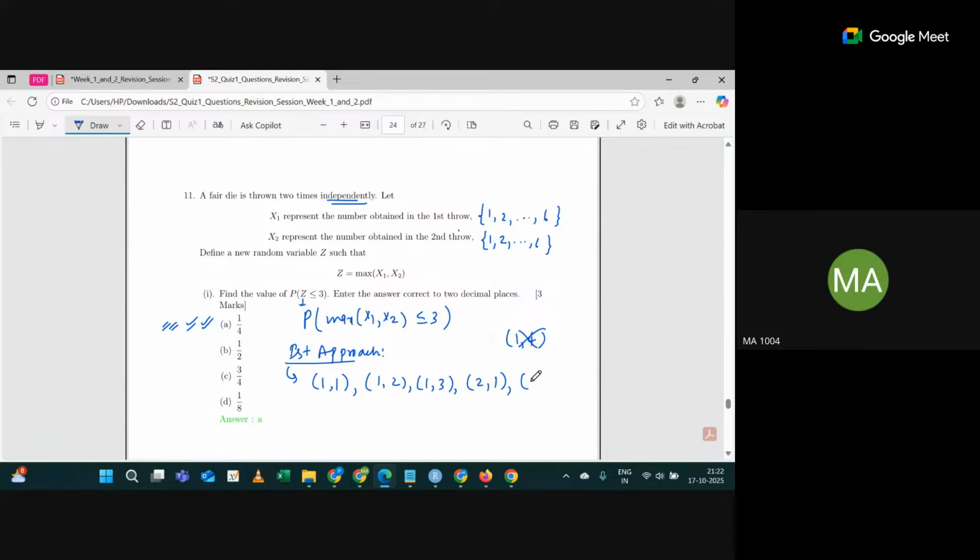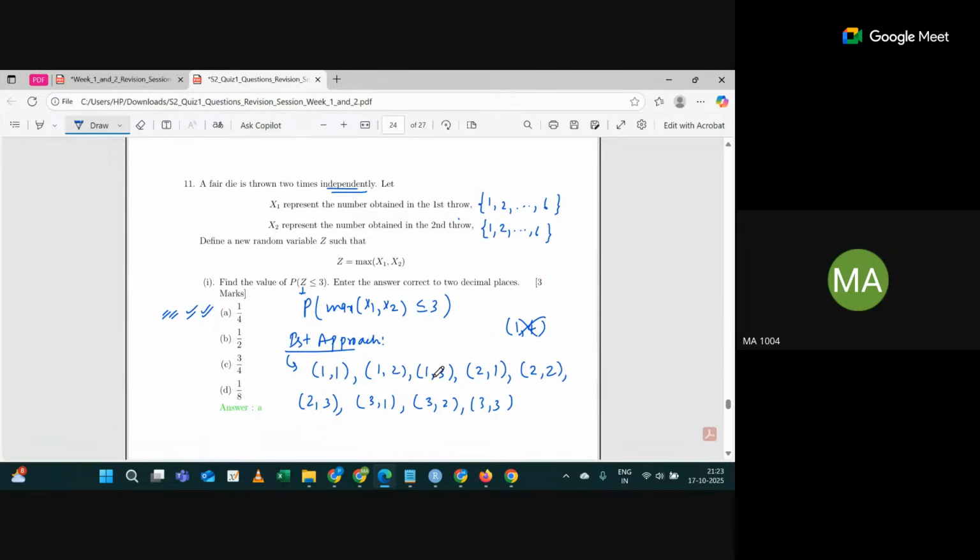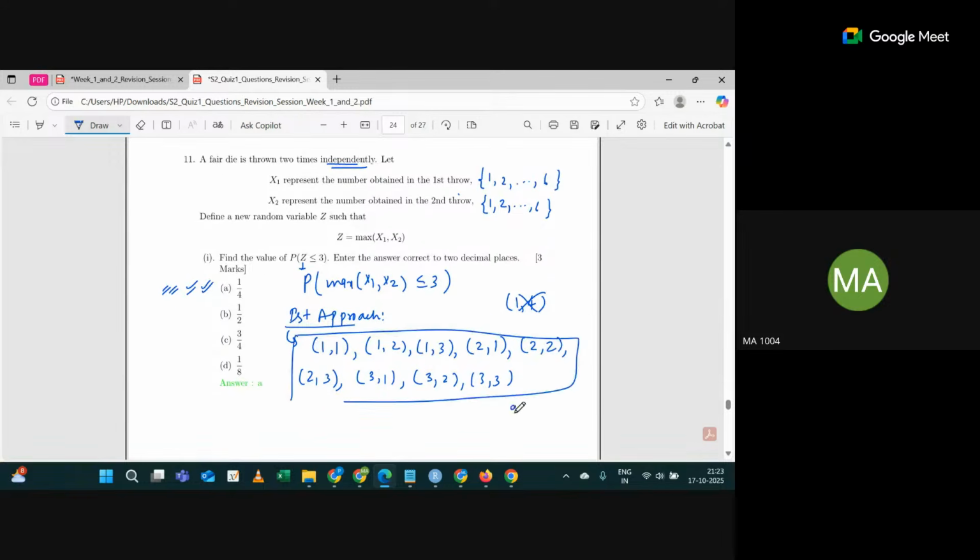Then tell me the next cases. (2,2), (2,3). Can I write (2,4)? No, sir, because the maximum of (2,4) is 4, but 4 is not less than or equal to 3. So next is (3,1), (3,2), and (3,3). That's all, right? These are 9 cases. So these 9 cases are out of what? Out of 36.